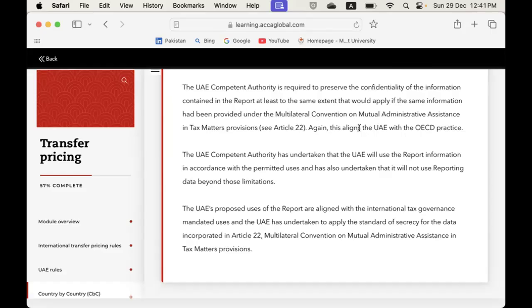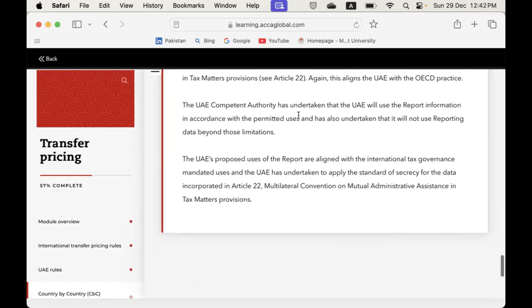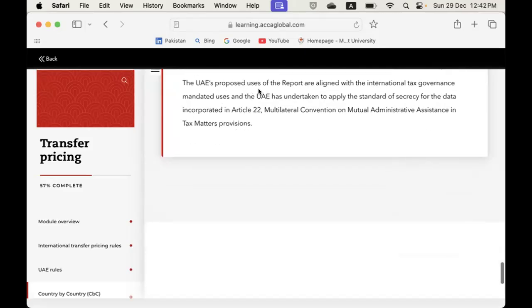So, there are very clear guidelines provided by the OECD on how information exchange and confidentiality have to be adhered to by the countries who have agreed to comply with the OECD recommendations. So, the UAE also follows the same. The UAE competent authority has undertaken that the UAE will use the report information in accordance with the permitted uses only, and has also undertaken that it will not use reporting data beyond those limitations. The UAE's proposed uses of the report are aligned with the international tax governance mandated uses, and the UAE has undertaken to apply the standards of secrecy for the data incorporated in that multilateral convention for mutual administrative assistance in tax matters.